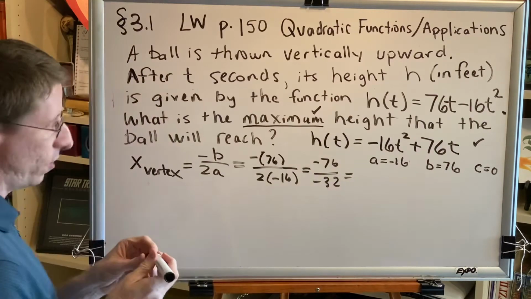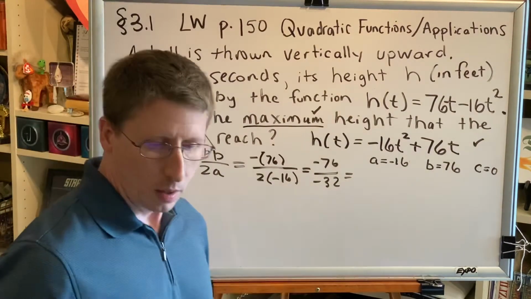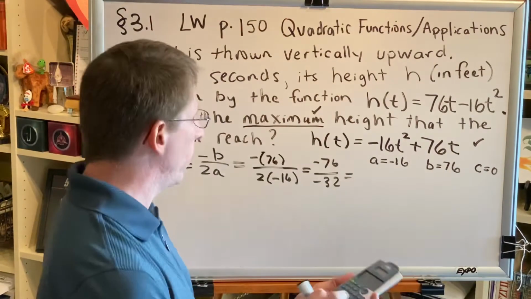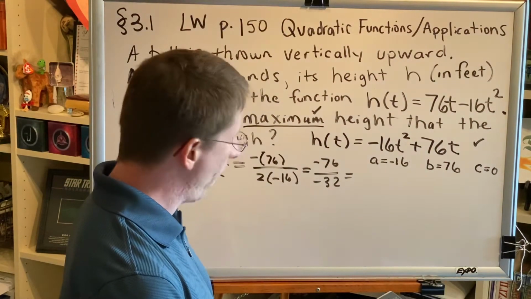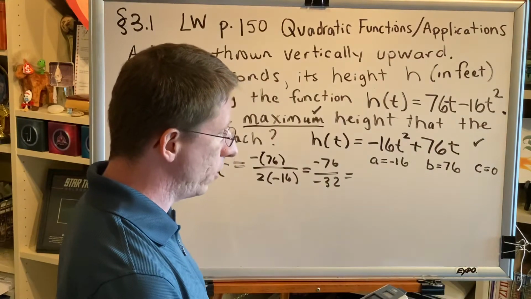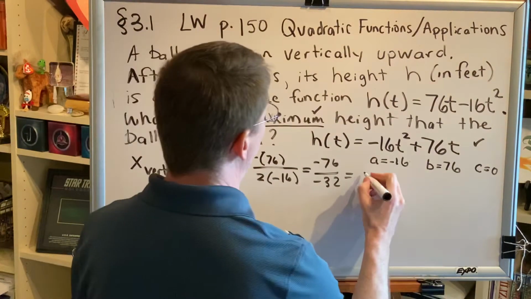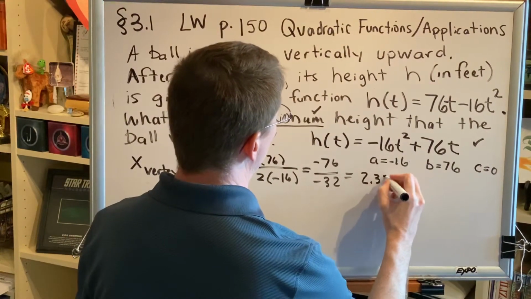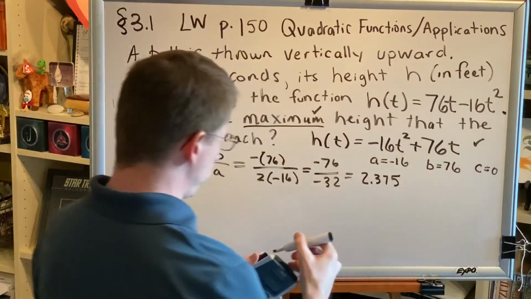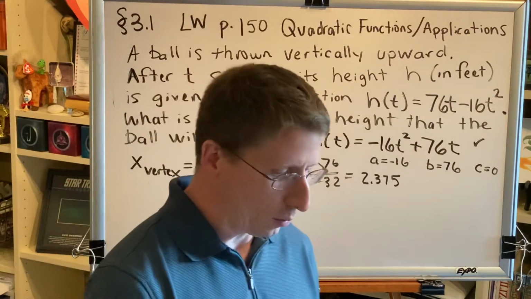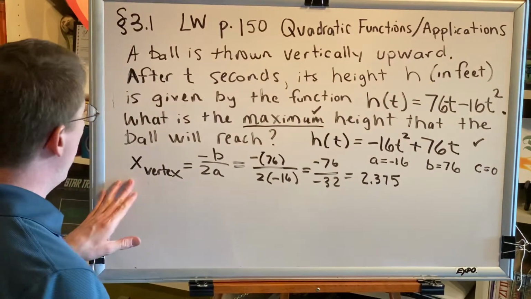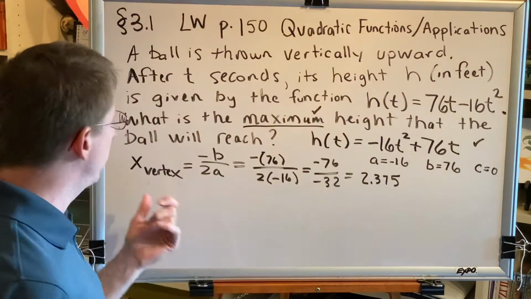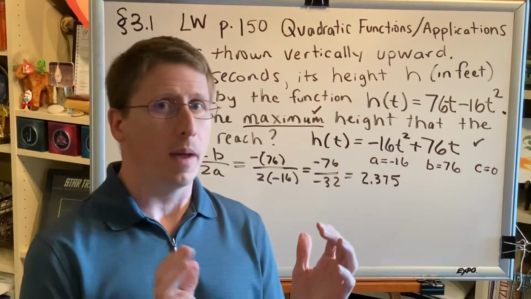Now we know that a negative divided by a negative is a positive, but I'm going to pick up a calculator for this division. 76 divided by 32 is 2.375. Now there's a couple of things that I would like to say about that before we continue on with this problem. We called this the vertex x because it's the x-coordinate of our ordered pair.